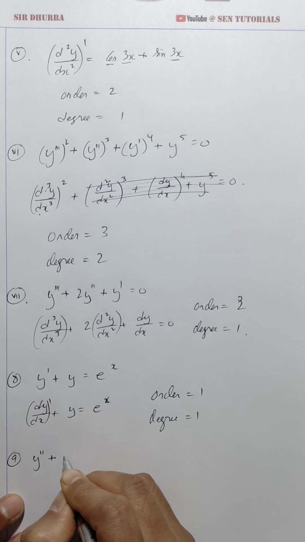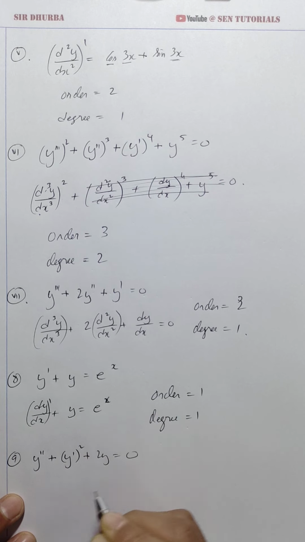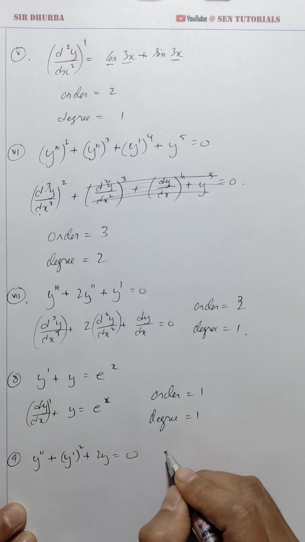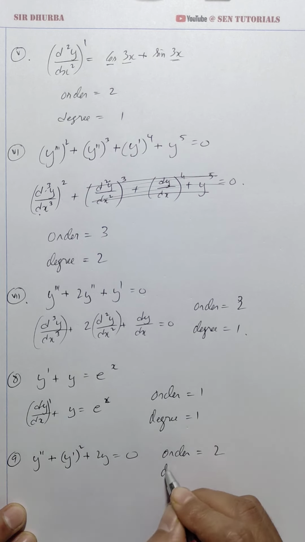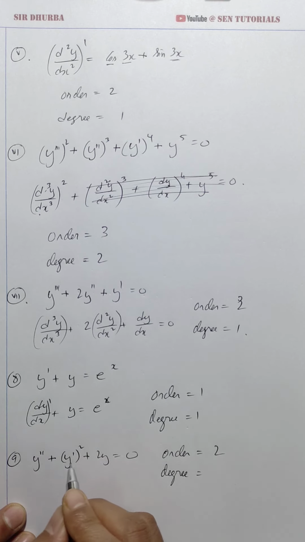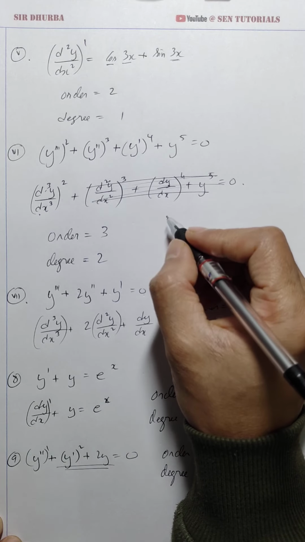y double dash plus y dash whole square plus 2y equal to 0. So double dash means second order derivative. So what will be the order here? Highest order 2 times, no? Degree. Once we know that this is the order, the degree will come from here only. So it's power 1. I'm just writing directly, okay? Power 1. Clear? Okay, so lack of space, so I'll just go to number 10 here.